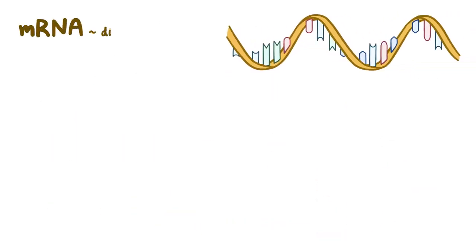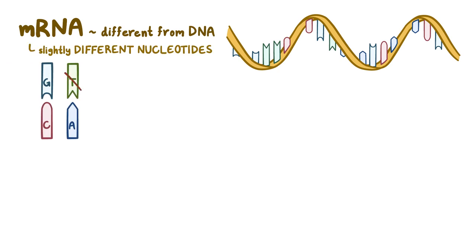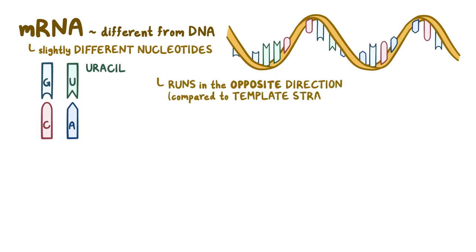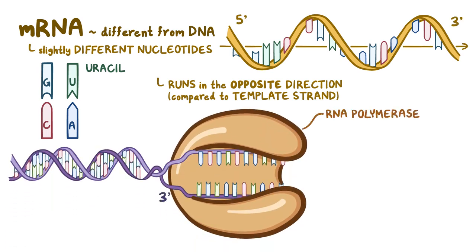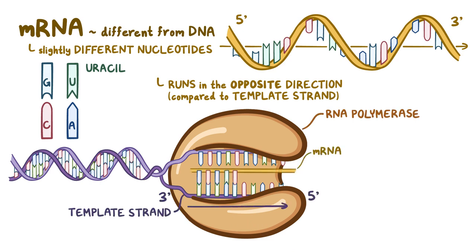Now, mRNA is slightly different from DNA. First off, it uses a slightly different set of nucleotides, where the T is replaced by uracil, or U. The U will normally pair with A, as T would. Also, mRNA runs in the opposite direction compared to the template strand, so from the 5' end to the 3' end. So when reading the template strand, RNA polymerase will move along from the 3' end of the template strand towards the 5' end, while creating the mRNA molecule in reverse, from 5' end to the 3' end. RNA polymerase assembles mRNA by attaching complementary nucleotides.